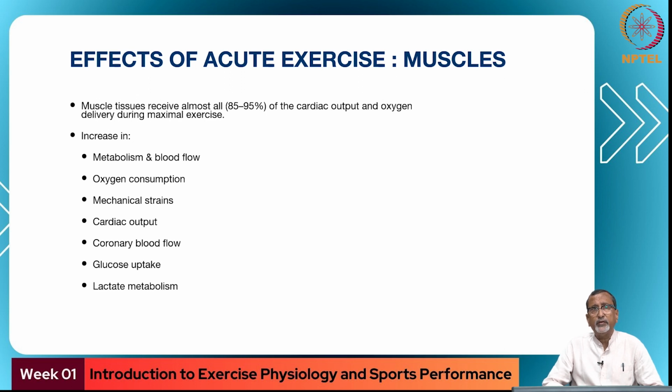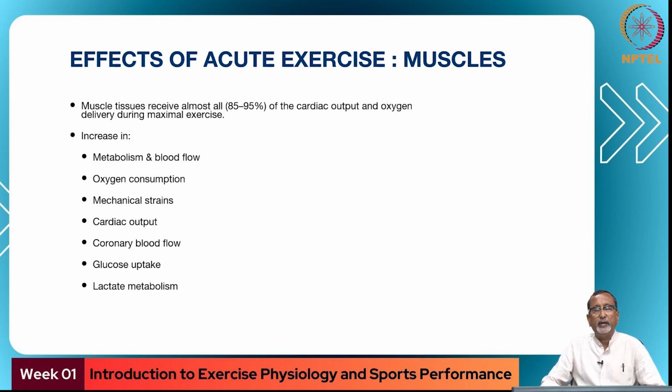The mechanical strain also increases. The cardiac output, around 5 liters during rest, can increase to around 20 to 25 liters in a non-trained person, but in the athletic population it may go even higher. The coronary blood flow also increases because your heart is required to get more blood for performing for a longer time.